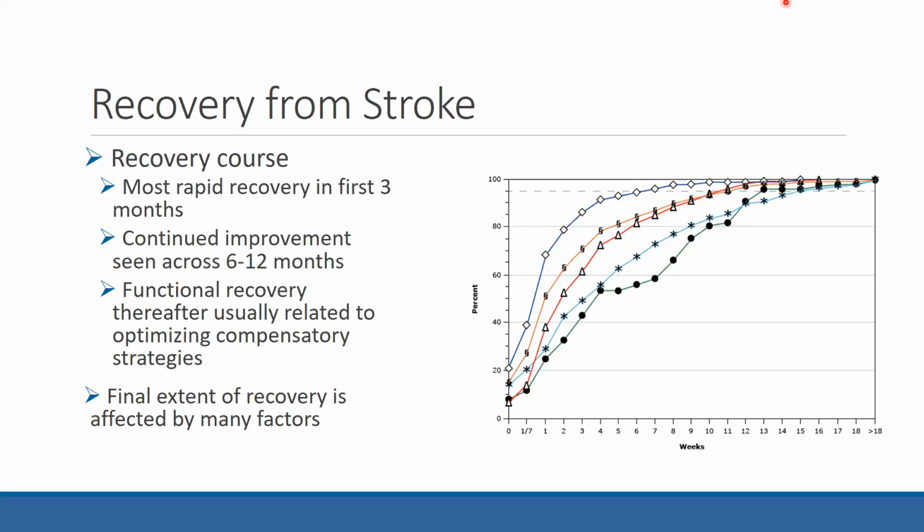That doesn't mean that functionally patients can't see improvements after a year. It's just that the neural recovery portion is over. And now we're really working on figuring out the optimal compensatory strategies to improve their functioning in a day-to-day fashion. The final extent, how far they're going to get back, if they're going to get back to their baseline, if they're going to get 80% back, is really affected by a lot of different factors that we'll talk about.